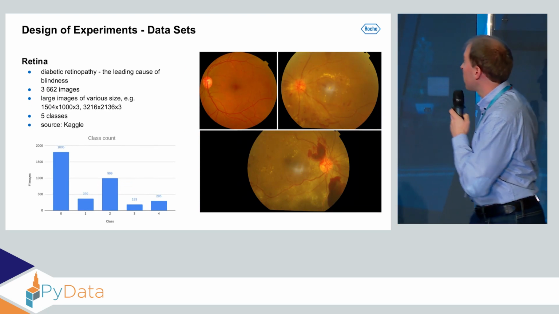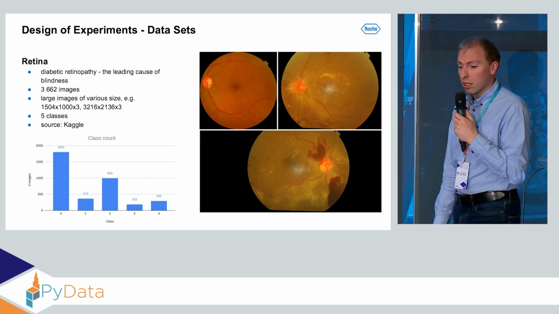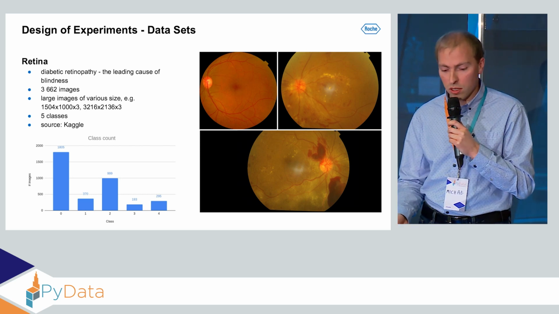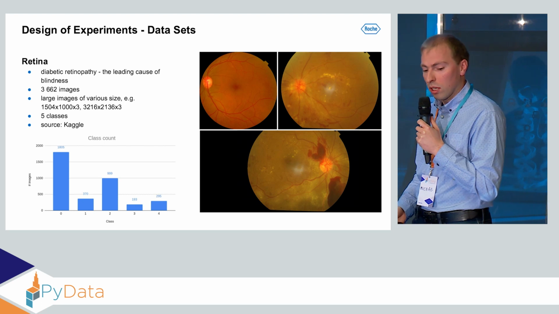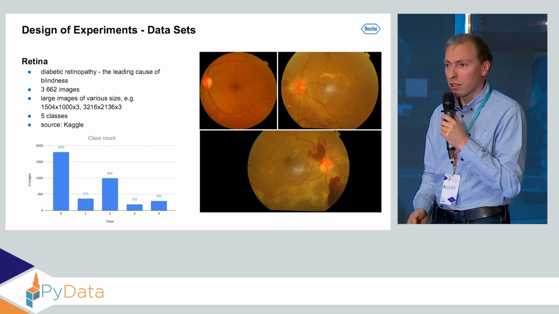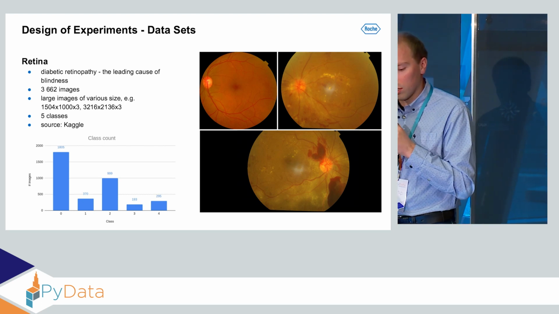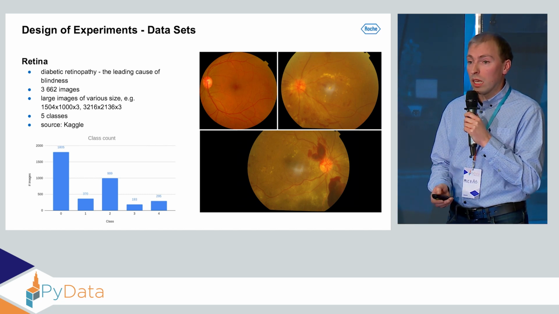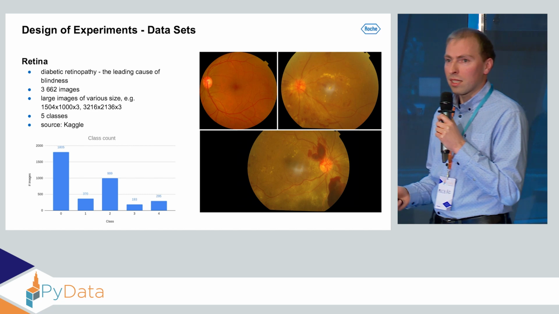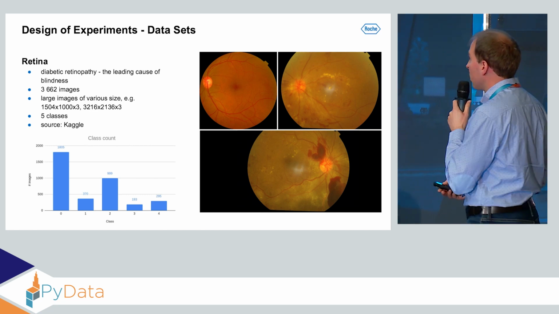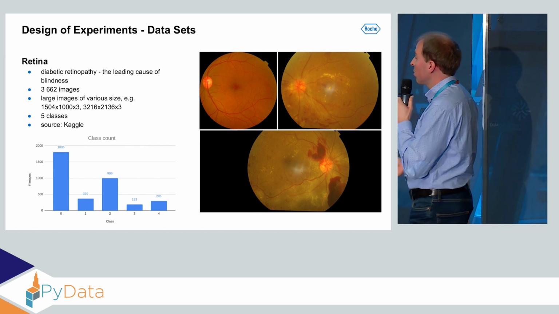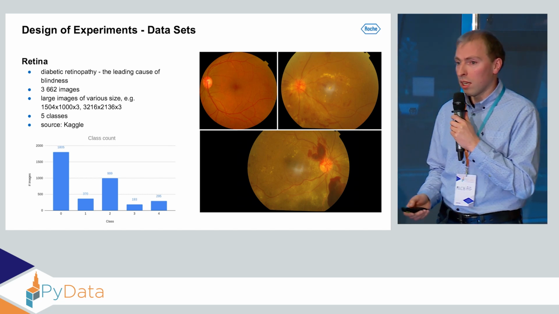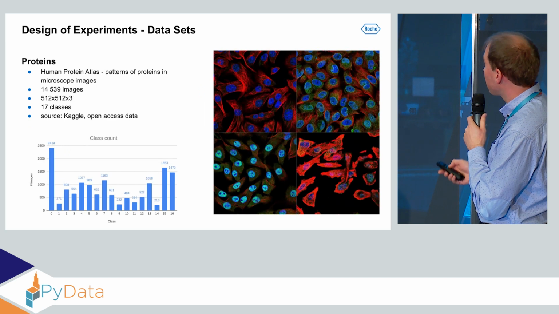The second dataset consists of retina images. This is the type of images that is used for diagnosing diabetic retinopathy, which is actually the root cause of blindness. It's an extremely small dataset. It's got less than 4,000 images. These are very large images, and they are spread across 5 classes in an imbalanced way.